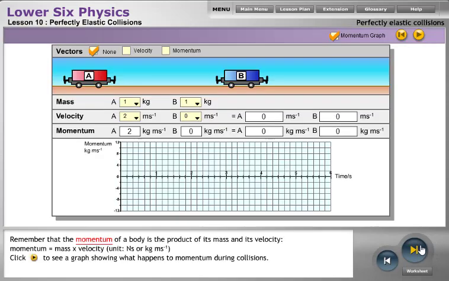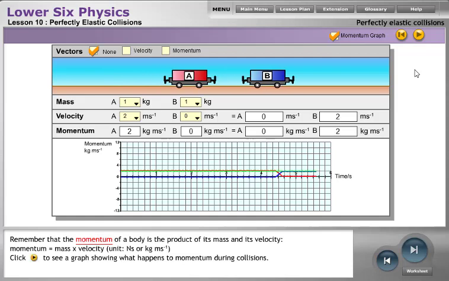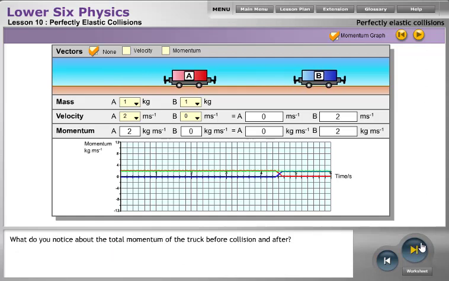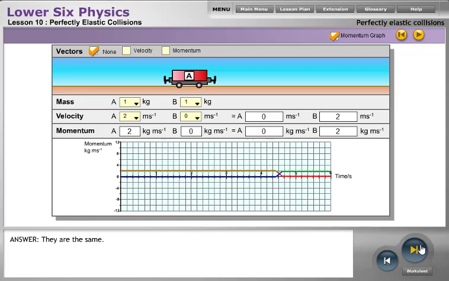Remember that the momentum of a body is the product of its mass and its velocity. Momentum equals mass times velocity. Unit: Newton second or kilogram meters per second. Click Start to see a graph showing what happens to momentum during collisions. What do you notice about the total momentum of the trucks before collision and after? Answer: they are the same.